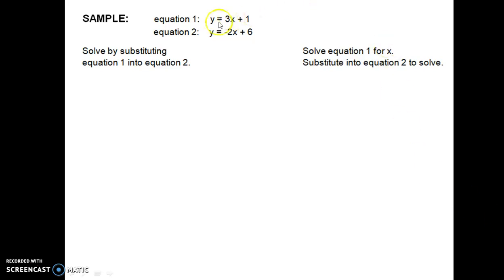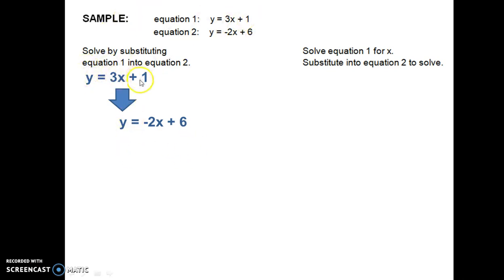We have these two equations given to us, and it's going to ask us to solve this system two different ways. We're going to try to solve it both ways and see if we get the same answer, which we should. So first of all, it says solve by substituting equation 1 into equation 2. So here's equation 1, and it says substitute that into equation 2. So here's equation 2. Right?